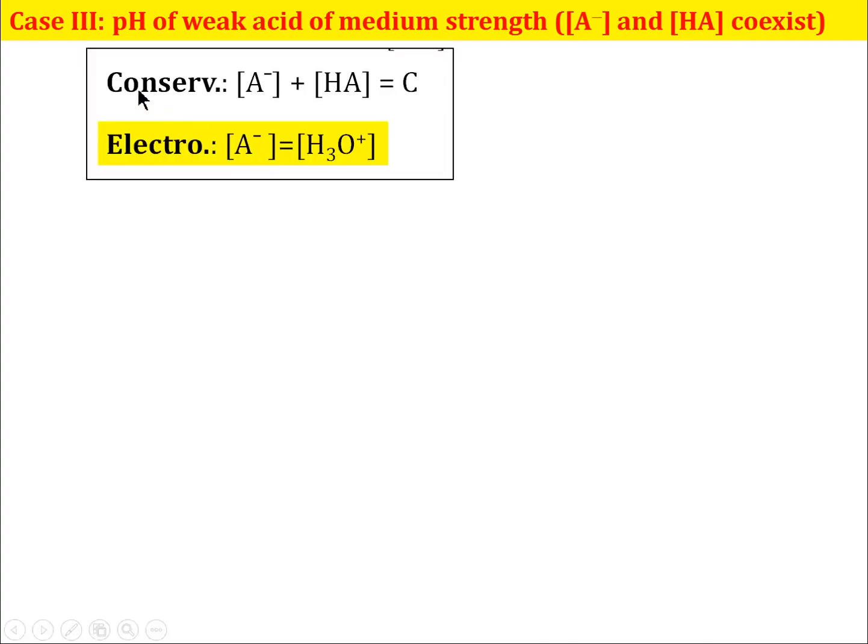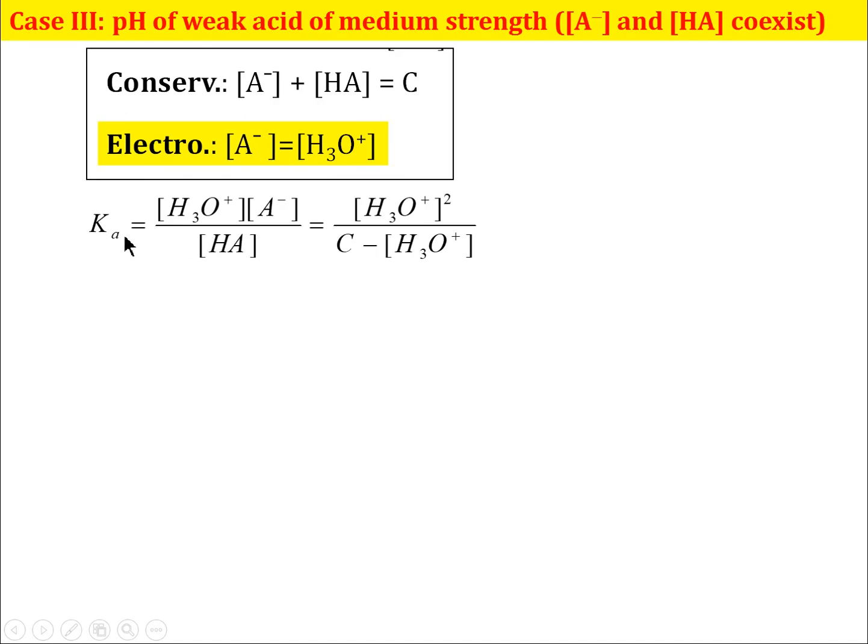Writing the expression of conservation of species, the concentration of A minus in solution plus HA remaining in solution equals C, and the principle of electron neutrality gives A minus equals H3O plus concentration. Remember that we neglect the autoionization of water, so we neglect OH minus with respect to A minus.